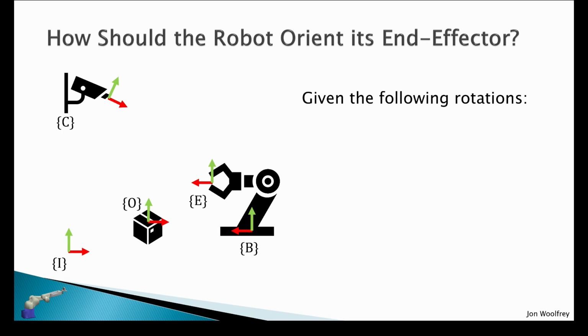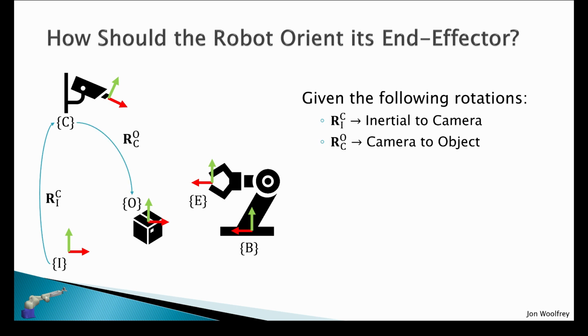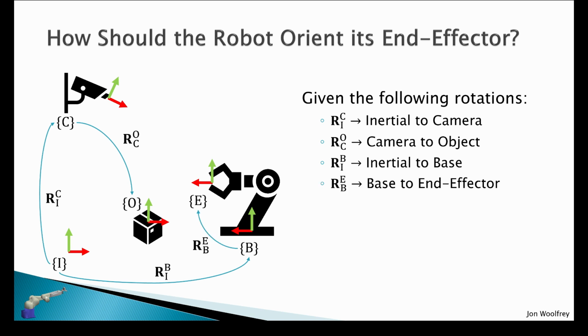And here's an example of a typical problem. We have an environment with several actors involved: a camera, a robot, an object we would like to maneuver or manipulate with our robot, and we have some sort of global reference frame. So given the following rotations or orientations, that is the orientation from the inertial frame to the camera, the orientation from the camera to the object, the orientation from the inertial frame to the base, and the orientation from the base to the end effector, the question is, what is the orientation from the end effector to the object?